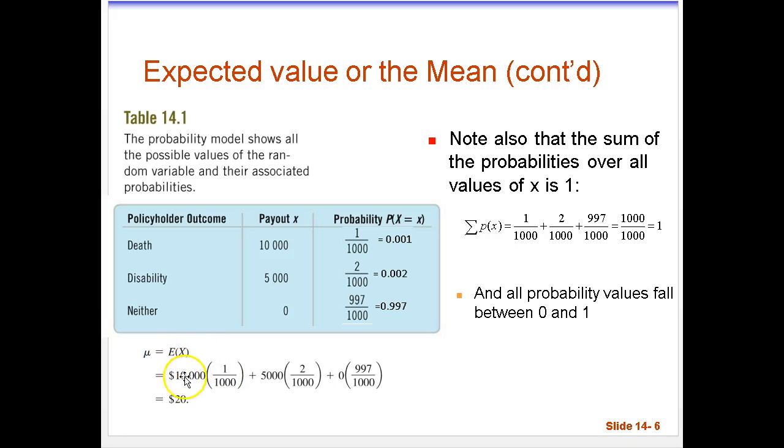So in my formula right here, the payout for a death is 10,000. The probability of a death is 1 in 1,000. For disability, probability is 2 in 1,000, and so on. So I do this calculation, sum it all together, and this turns out to be $20. So what is my interpretation of this? What I would say here is that this insurance company expects to pay out, on average, $20 for every policy holder.